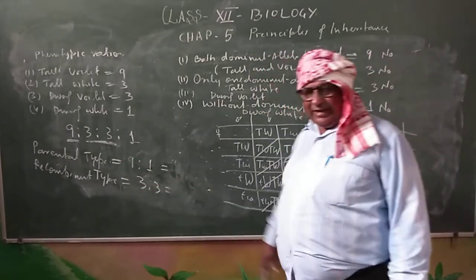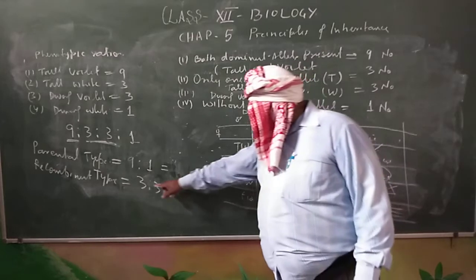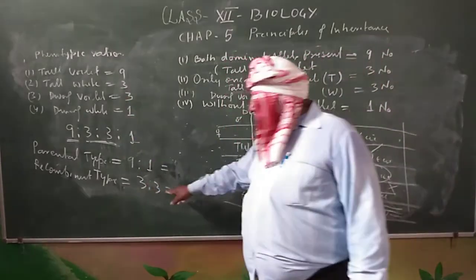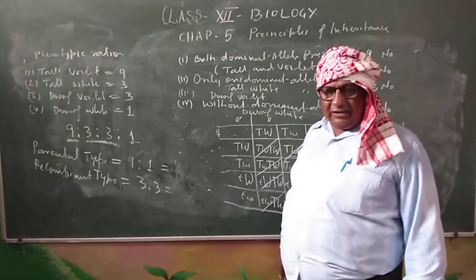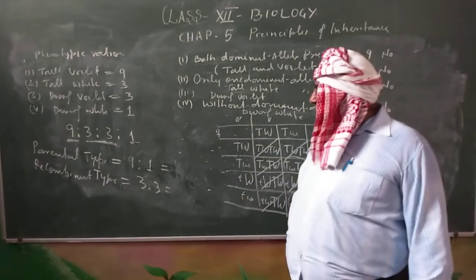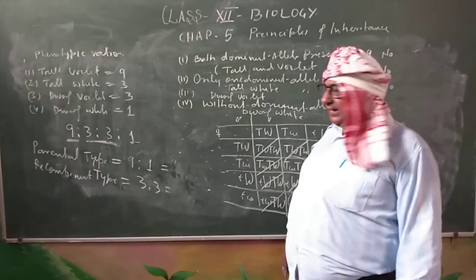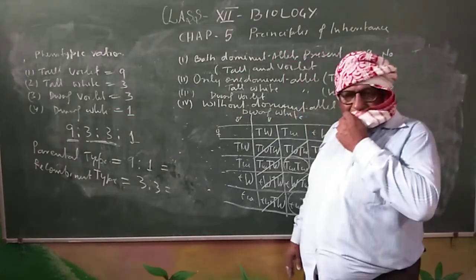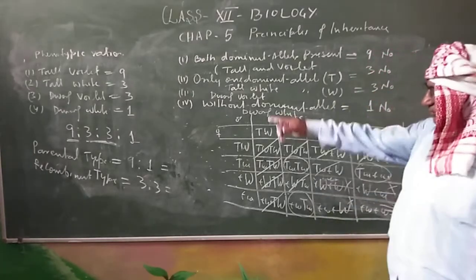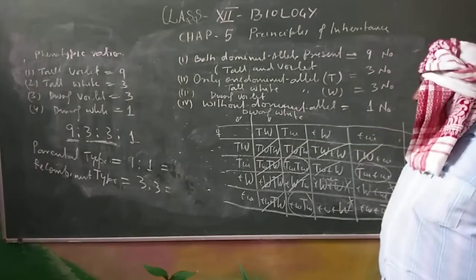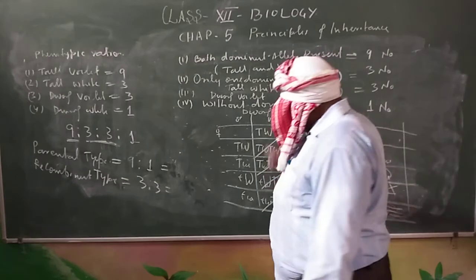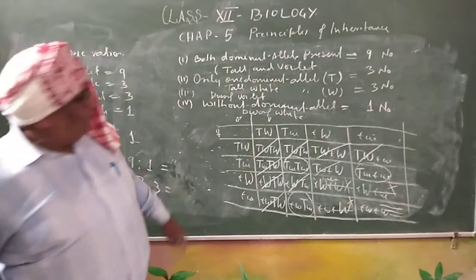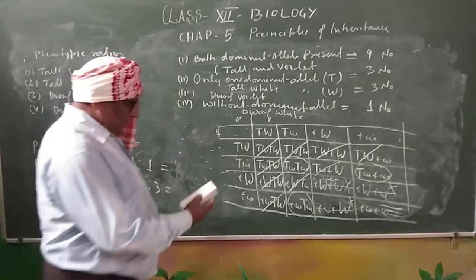What is in the recombinant type? They are representing equal number of tall and violet. So tallness cannot suppress the expression of violet color, and similarly the violet color cannot suppress the expression of tallness. In this way, we can say law of independent assortment can be proved on the basis of dihybrid cross. Whatever you are looking here.